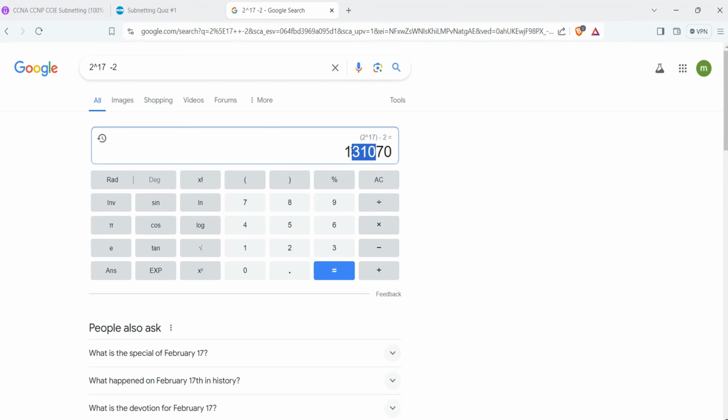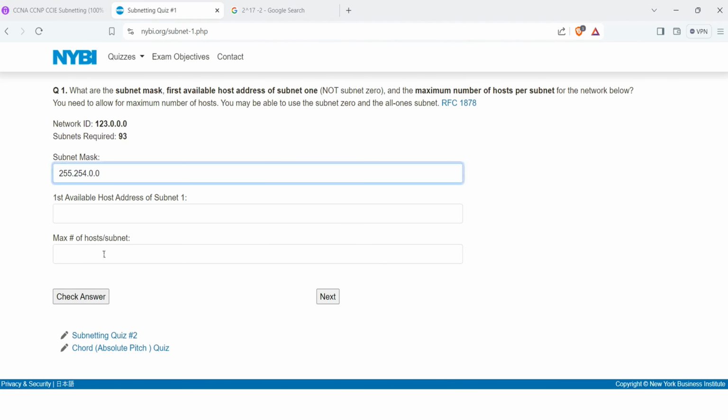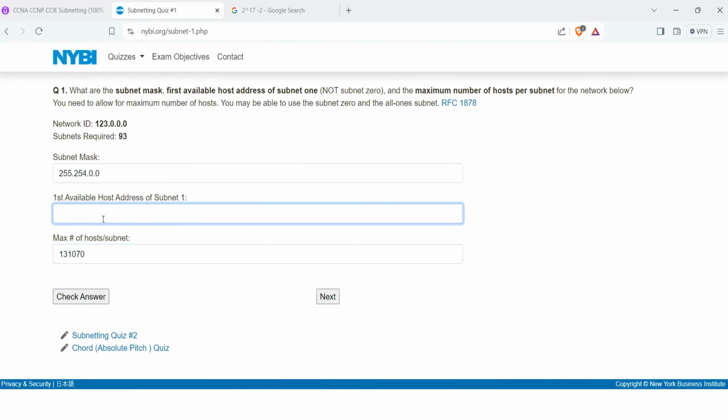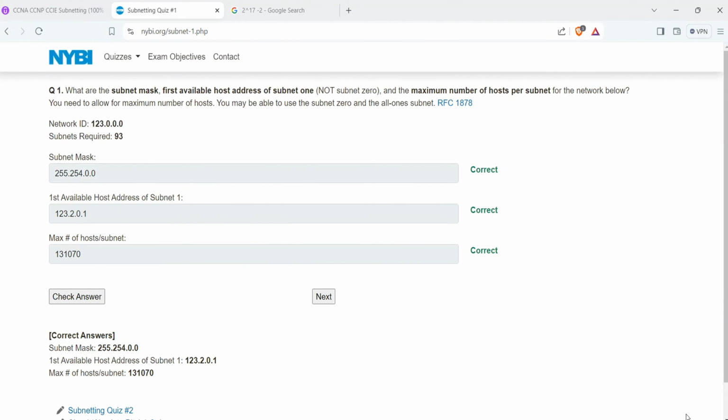131070. See this? So 131070. And that's what I'm putting over here. Now, what is the first host of subnet 1? Well, 123 dot what? How did I get 254 again, folks? Oh, it's 128, 64, 32, 16, 8, 4, 2. Jumpstart is 2. So it's 2 dot 0 dot 1. All right. And check answer. And there we go, as you see over here.